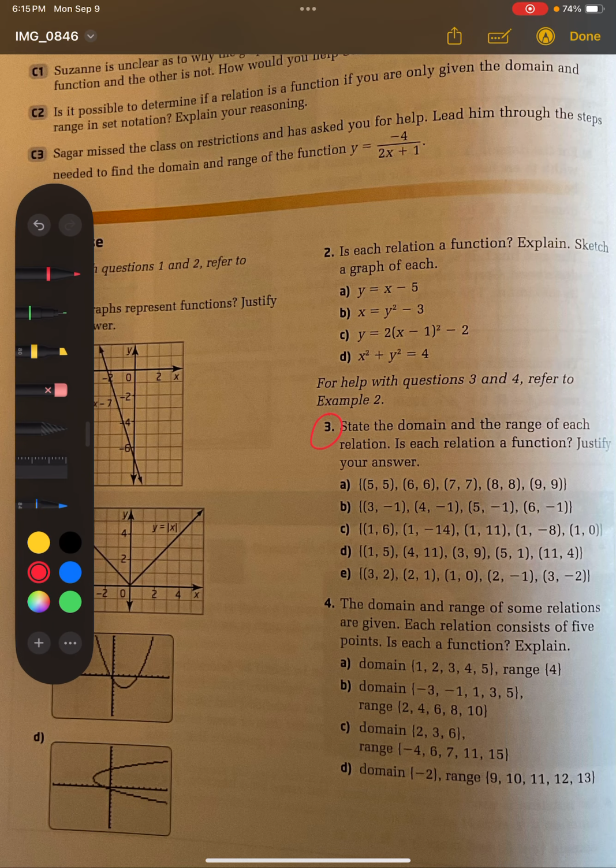Okay, we're looking at question 3. State the domain and the range of each relation. Is each relation a function? Justify your answer. Okay, so let's look at A. And don't write in your textbook.